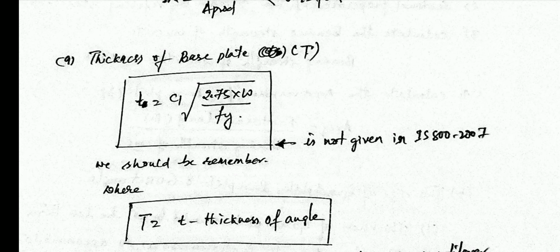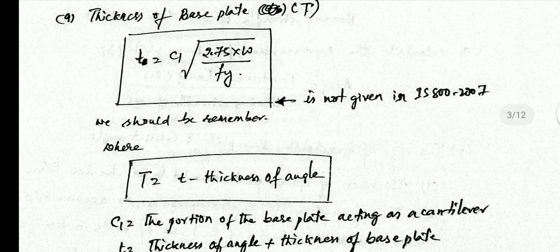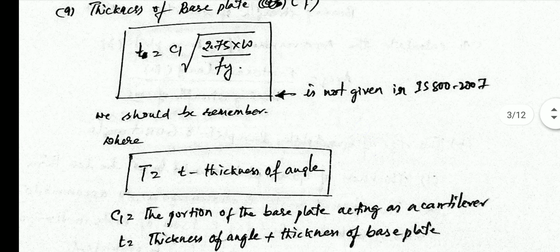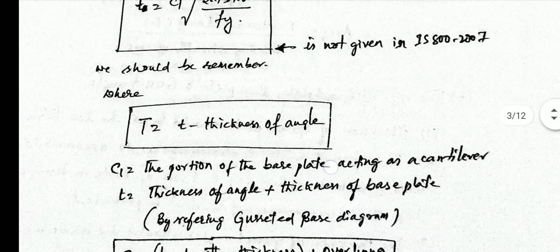So Fy you always know, Fy is always 250, is given or not given. Okay, so this formula is not given. So now we need T. Capital T is the thickness of the gusseted base. So now t is equal to T minus thickness of the angle. This thickness of angle you will get from the code. And C1, what is C1? You already know. C1 is the cantilever portion or cantilever length or projection of the length. So now we got the t value.